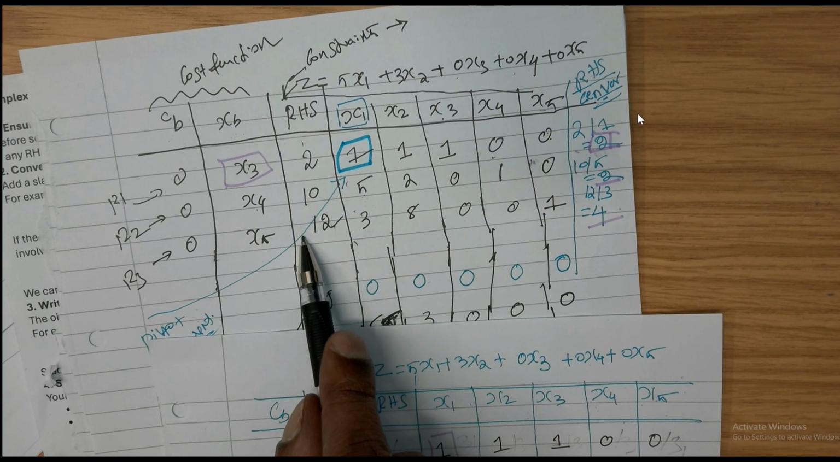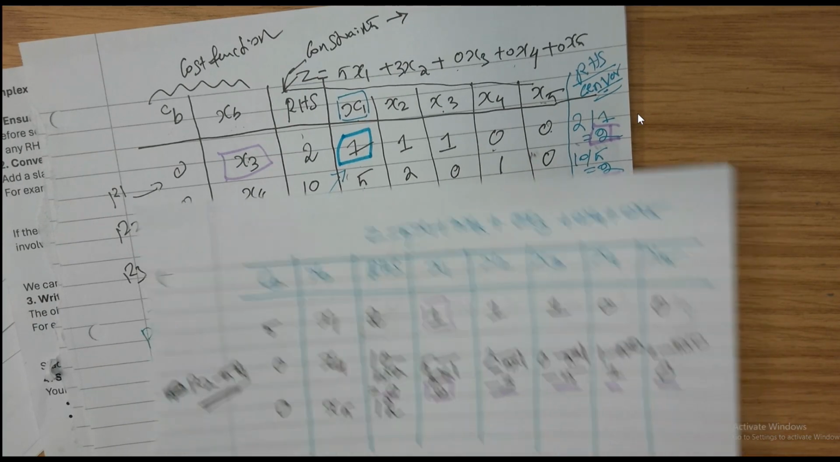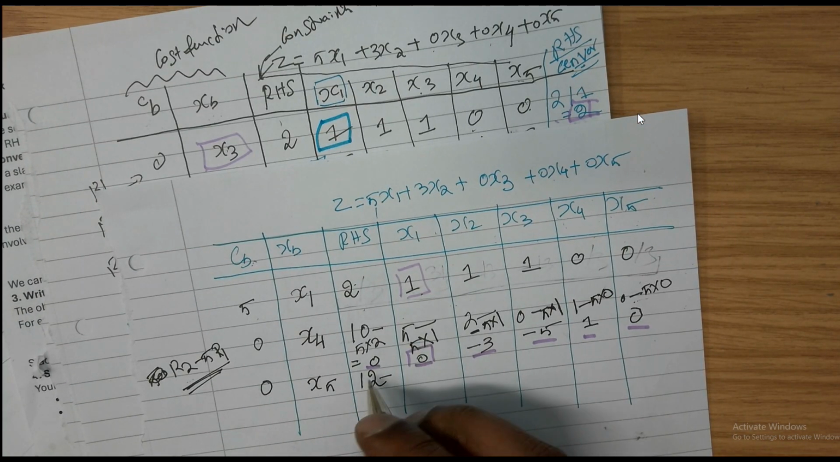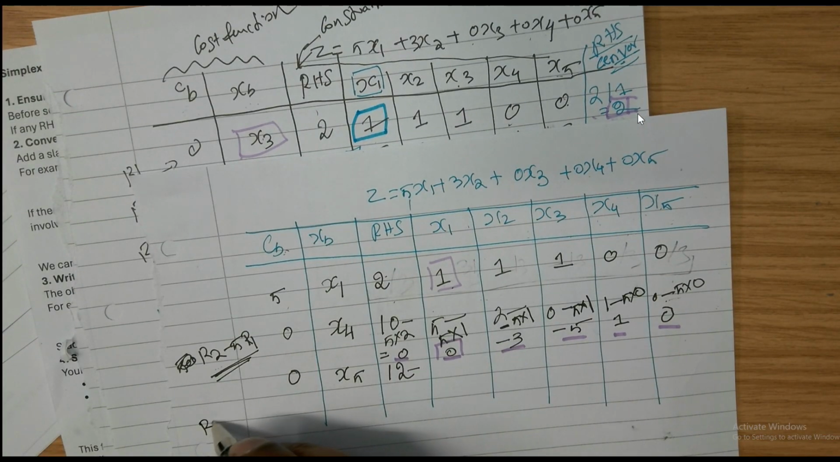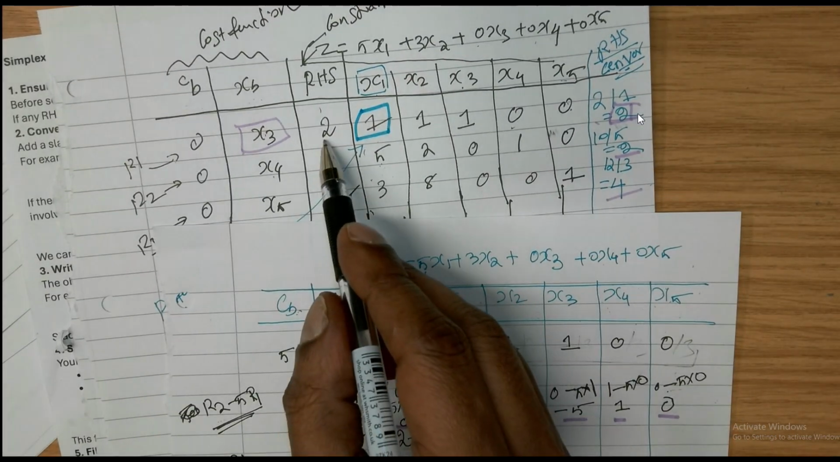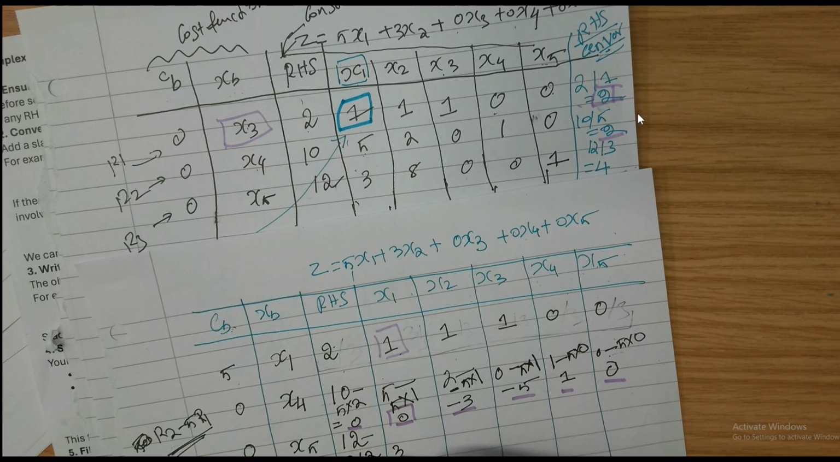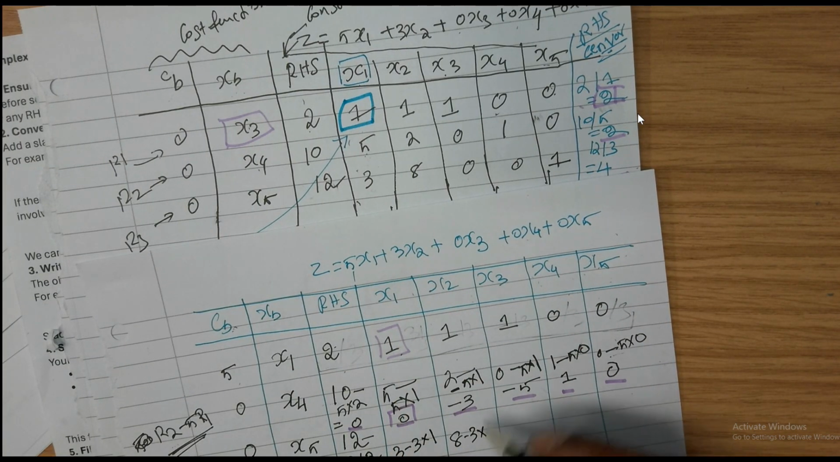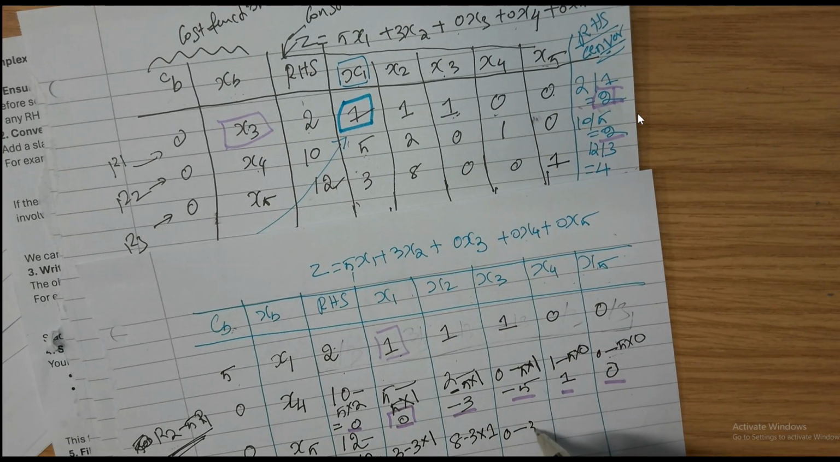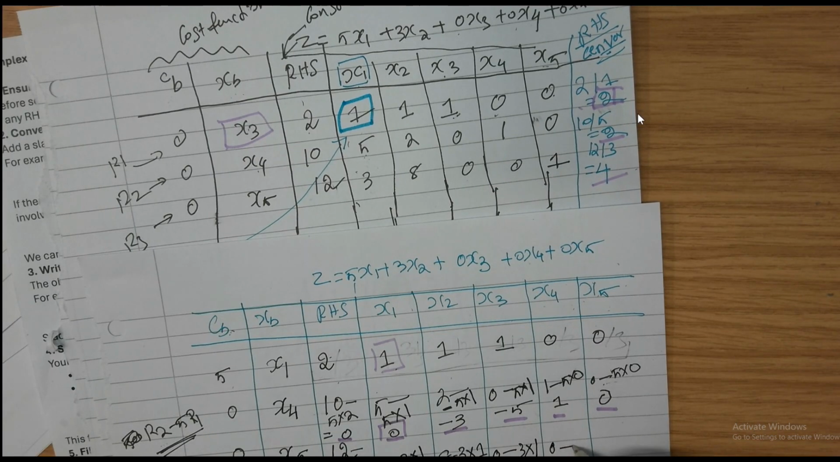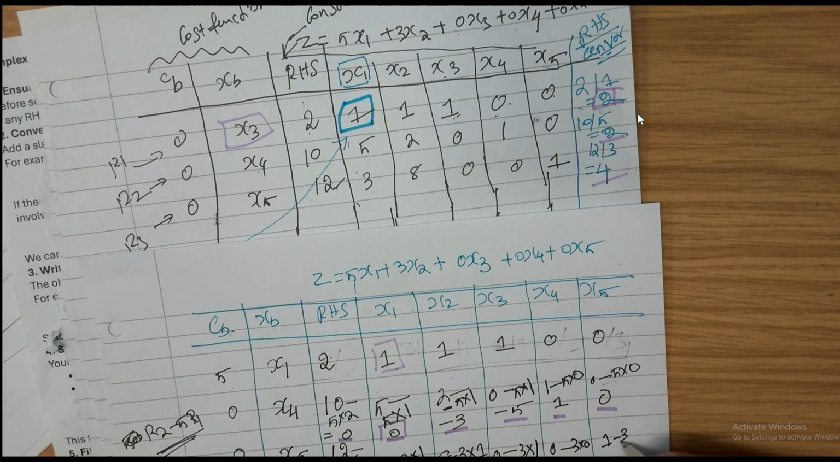And you have to perform this operation starting from RHS. So that's 12 minus, we are going to do R3 minus 3 times R1. So 12 minus 3 times 2, and here 3 minus 3 times 1, and then 8 minus 3 times 1, and then 0 minus 3 times 1, and then again 0 minus 3 times 0, and then again 1 minus 3 times 0.